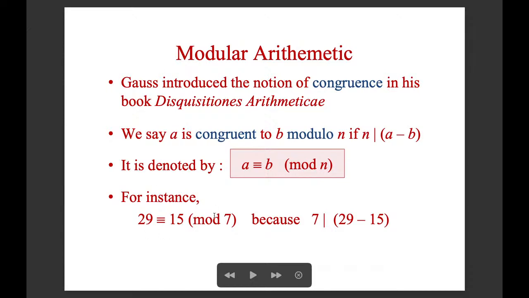they are the same under the modulo 7 operation. So in the world when we talk about division by 7, 29 and 15 are considered the same. 29, when divided by 7, has a remainder of 1, and similarly 15, when divided by 7, also gives a remainder of 1. So this congruence relationship is about the remainder operation. In the original definition, this is an equivalent definition: 7 divides the difference of the two numbers, 29 and 15.